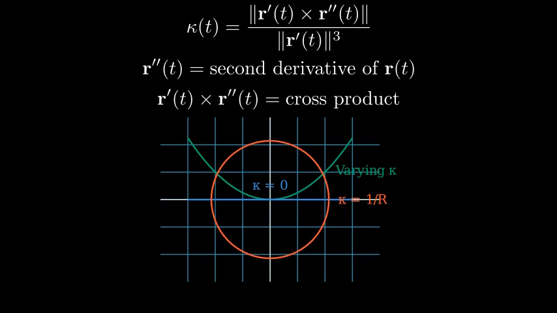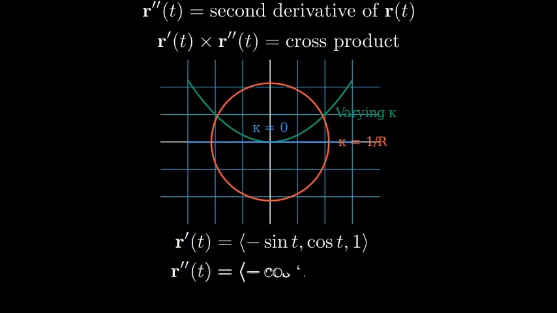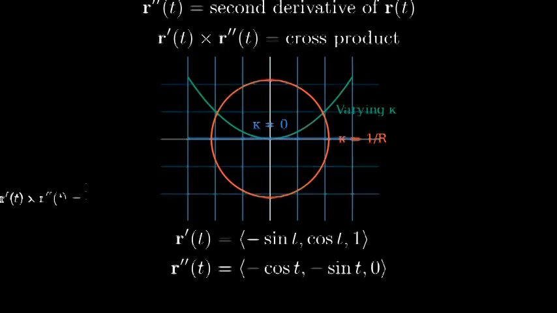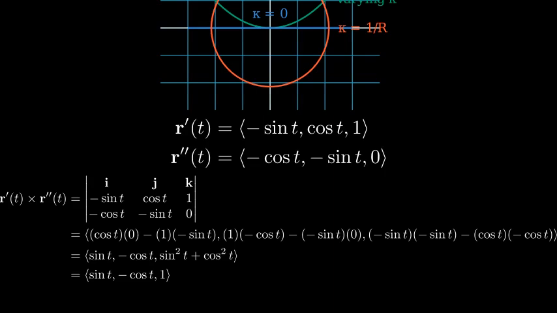R. Let's calculate the curvature of our helix example. We already have R prime of t equals negative sine of t, cosine of t, 1. Taking the derivative again, we get R double prime of t equals negative cosine of t, negative sine of t, 0. Now we compute the cross product R prime cross R double prime. Using the determinant method, we get sine of t, negative cosine of t, 1.